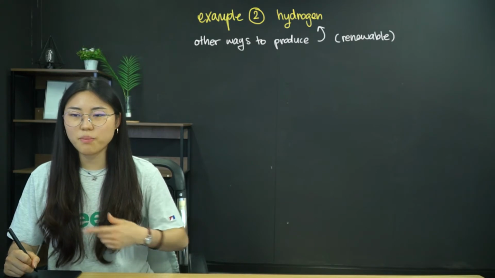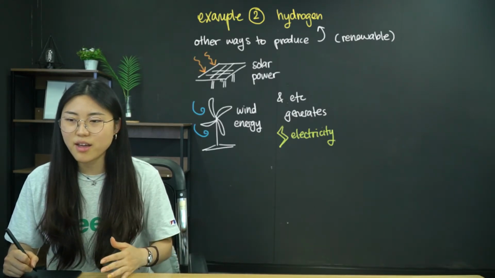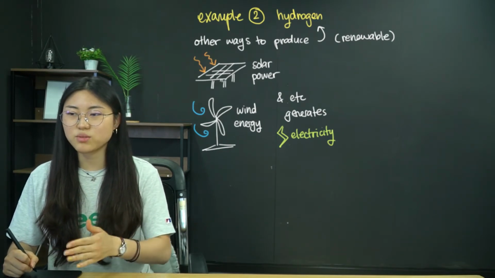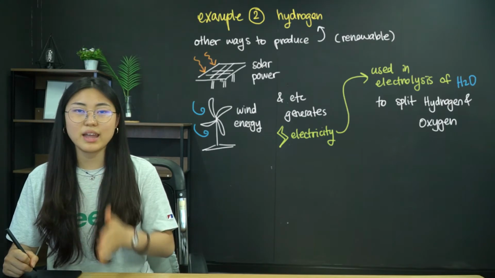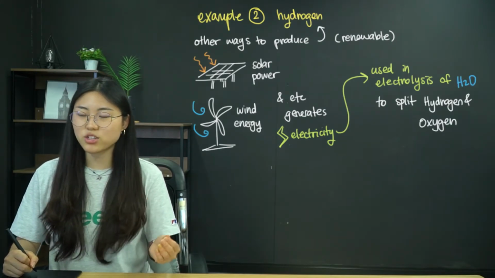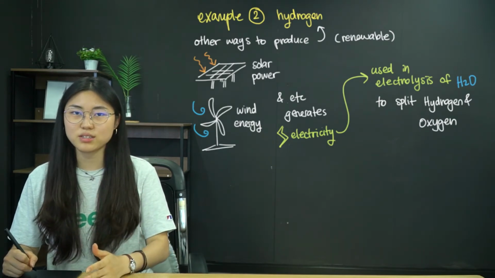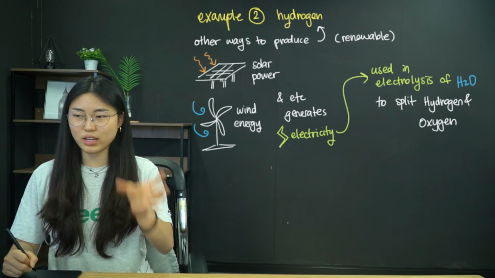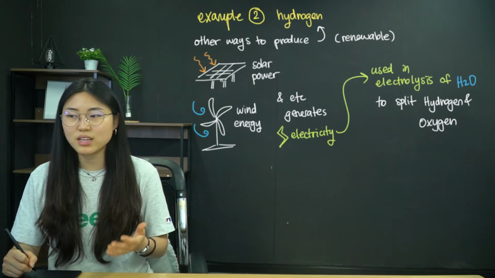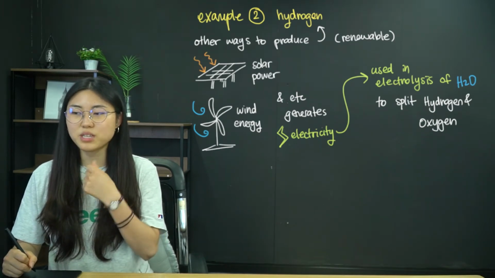If we look at other ways to produce hydrogen in a renewable way, first of all, we use solar power or wind energy or geothermal energy, etc., generating electricity. We're going to use this electricity to separate water into hydrogen and oxygen using electrolysis. Electro means we're using electricity, lysis means to break. So we're breaking water into hydrogen and oxygen to obtain hydrogen.